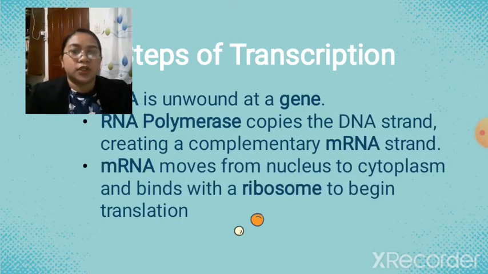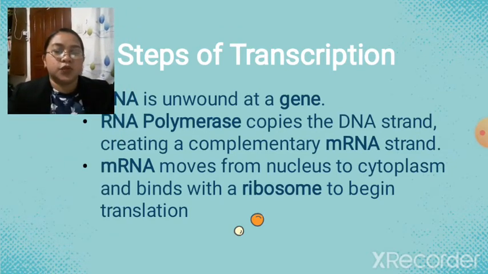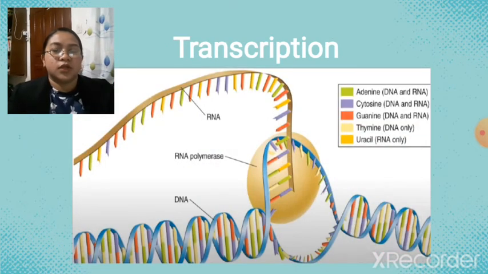So here are the steps of transcription. First, the DNA is unwound at a gene. Second, RNA polymerase copies the DNA strand, creating a complementary messenger RNA strand. And lastly, messenger RNA moves from the nucleus to the cytoplasm and binds with the ribosome to begin translation. So here's how the transcription looks.